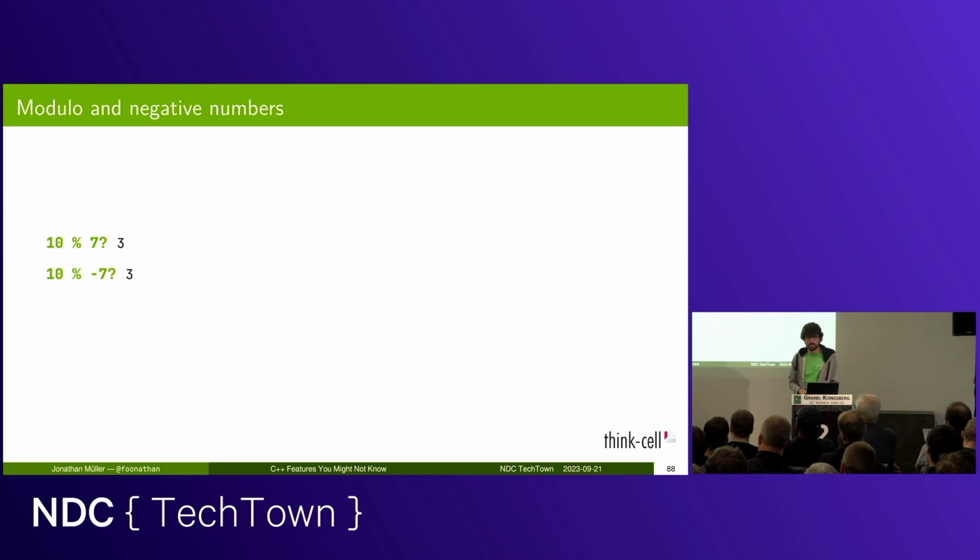I mean, it's still 3, right? 10 divided by -7 is -1, and then you've got a remainder of 3. What is minus 10 divided by 7? Now, here's where it gets interesting.